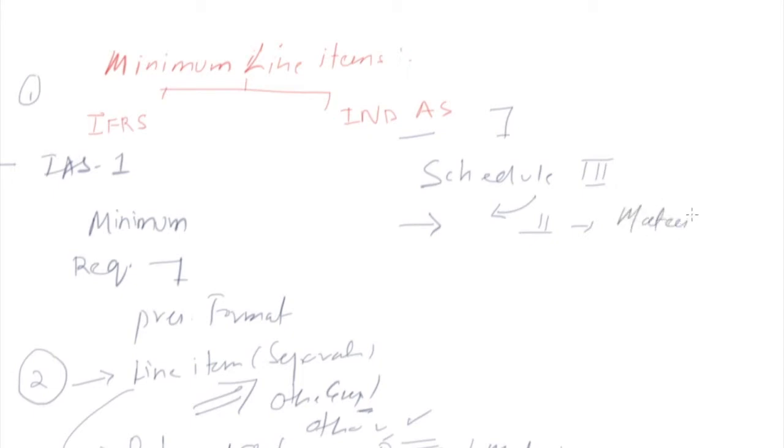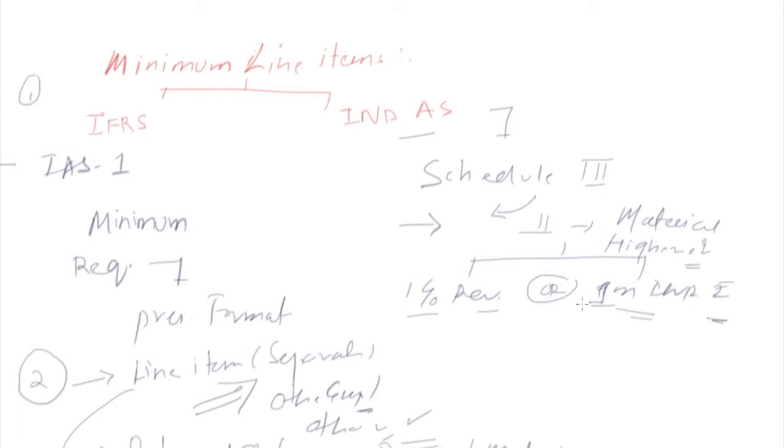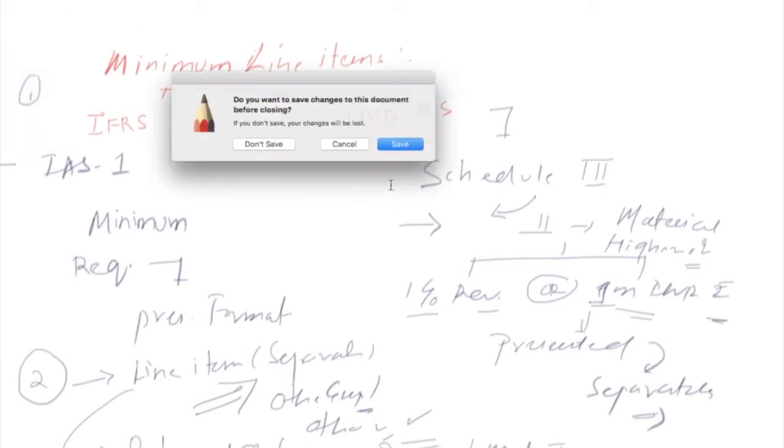Now when we come to Ind AS, it's governed by Schedule 3 and they have their own threshold. They quantified what we mean by material. If any line item exceeds 1% of the revenue or 1 million INR, whichever is higher, then in such a case it is required to be presented in the financial statements separately from other items, rather than clubbed under other assets and other liabilities. So these are certain items that we need to take care of.